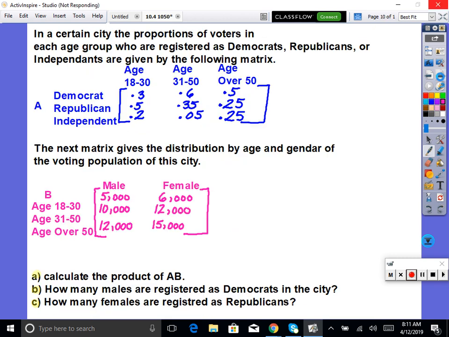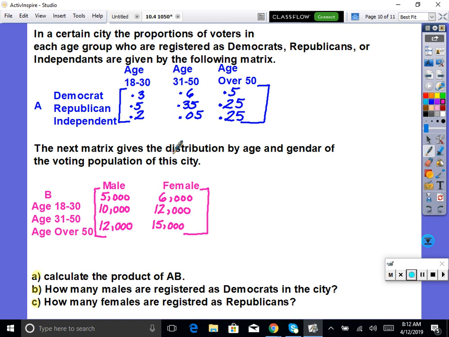So this is actually the same thing. It's super easy, guys. It's just now putting it into context. So look, it says, in a certain city, the proportions of voters in each age group who are registered as Democrats, Republicans, or Independents are given by the following matrix. So this is matrix A. There's Democrats, there's Republicans, and there's Independent. And then look, the different columns are the age groups. Does everybody see?